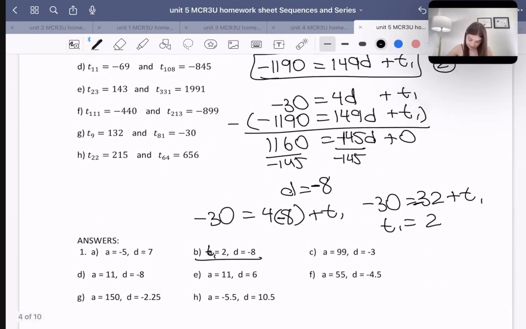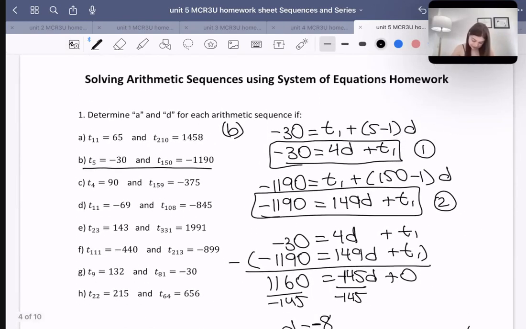Best of luck with the rest of the homework. There's still C, D, E, F, G, and H to go ahead and try. However, that said, these questions are all very much the same. It's the same method for all of them, which is pretty good. But yeah, that is it for arithmetic sequences. Next time we'll talk about an arithmetic series and how arithmetic series are different from arithmetic sequences, and we will go from there.